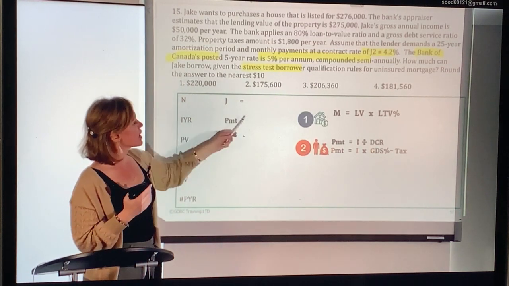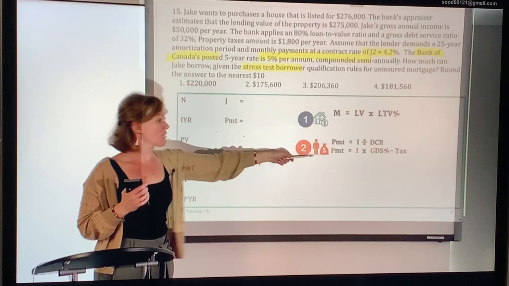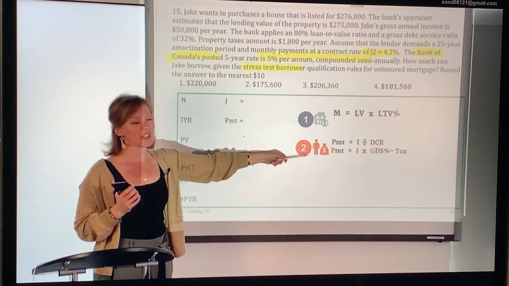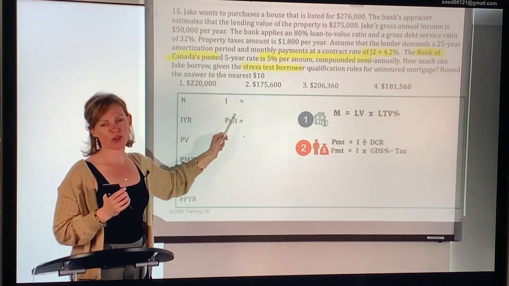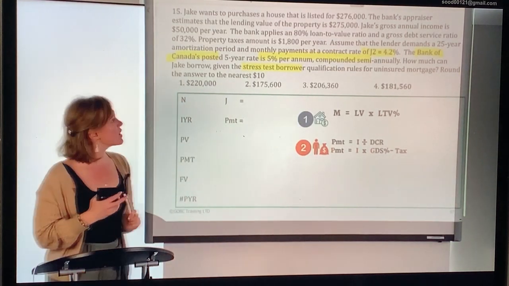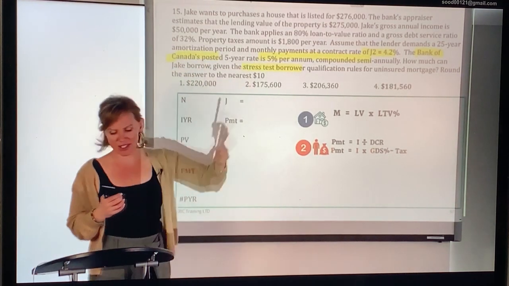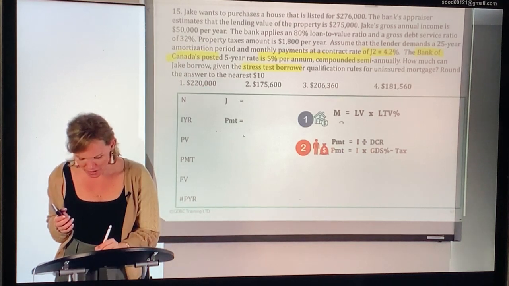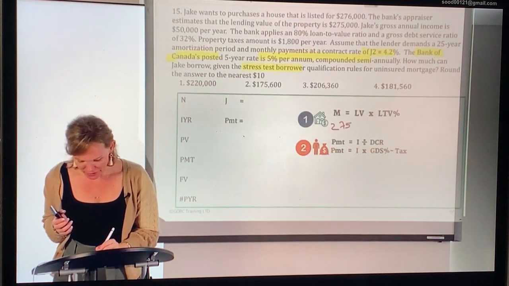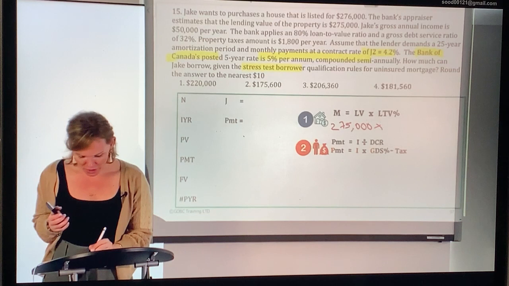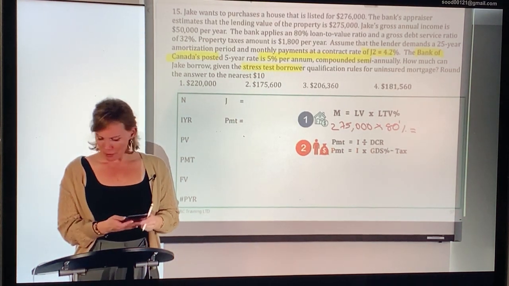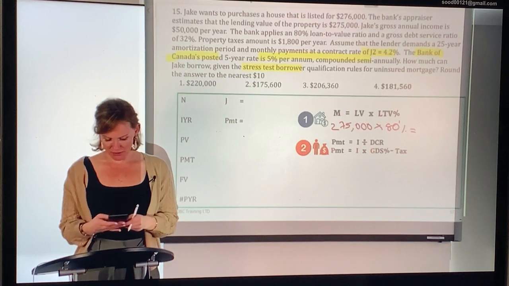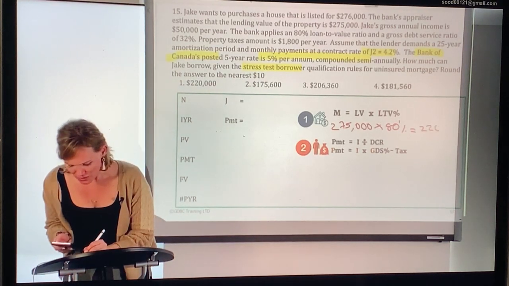Now, because this question involves your loan to value ratio, and involves your PIG formula, because it has the GDS in there, let's work on those two steps, and when we get to your calculation of a mortgage, we'll use the stress test in here. Let's work on step one, which is the easy one. Find the lending value. Lending value was 275,000, so let's use that one. 275,000 times the loan to value ratio, which is 80%. Okay, let's see how much that comes up to. Maybe we don't even have to use any other stuff. 80% comes up to 220,000.